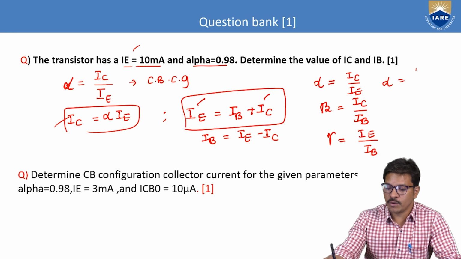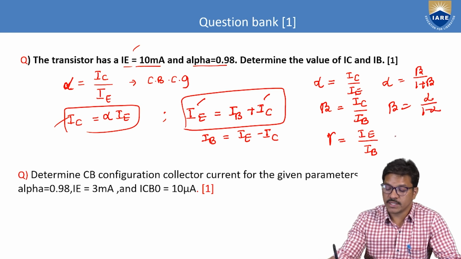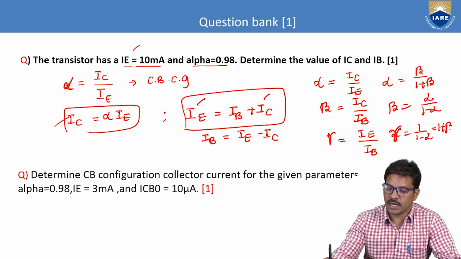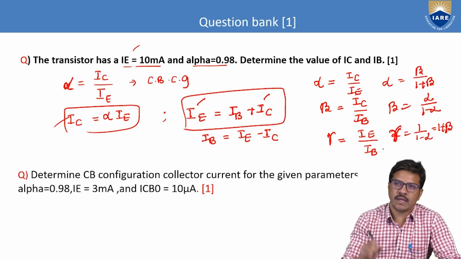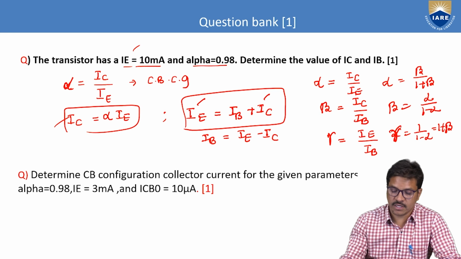Alpha is equal to beta by 1 plus beta. Beta is equal to alpha by 1 minus alpha. So we will get some answers. Alpha is equal to 1 by gamma, and gamma is equal to 1 by 1 minus alpha, which is equal to 1 plus beta. So these are all the relations. By substituting the proper relations, you will get the different answers.